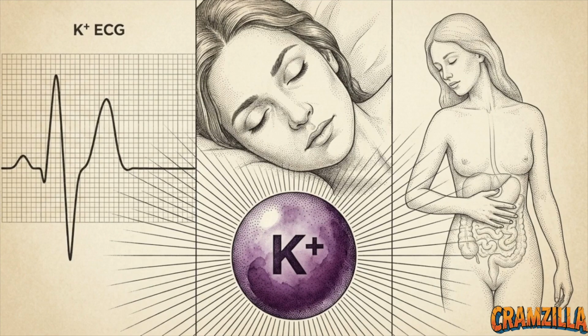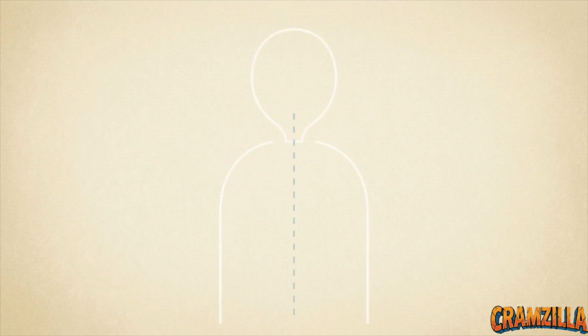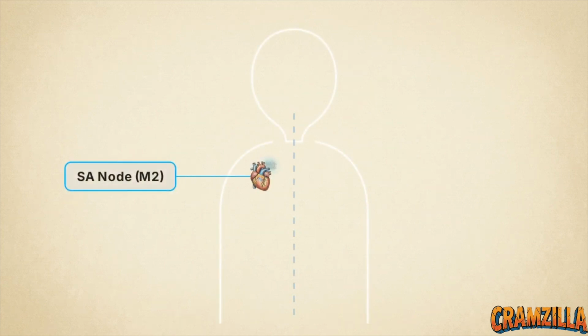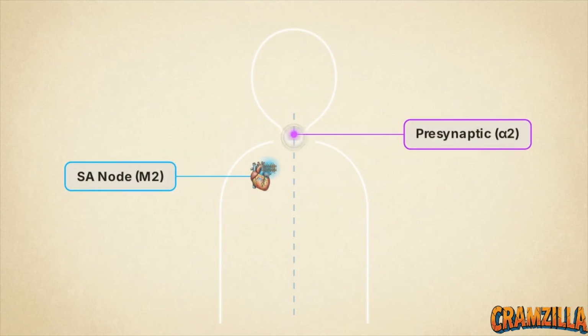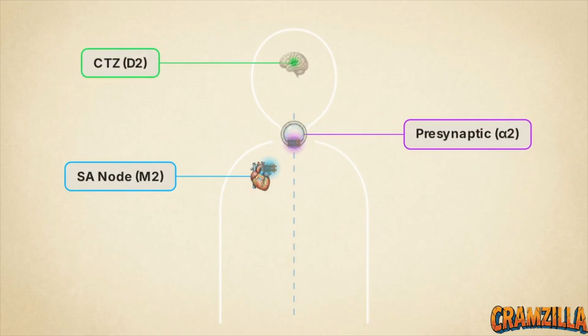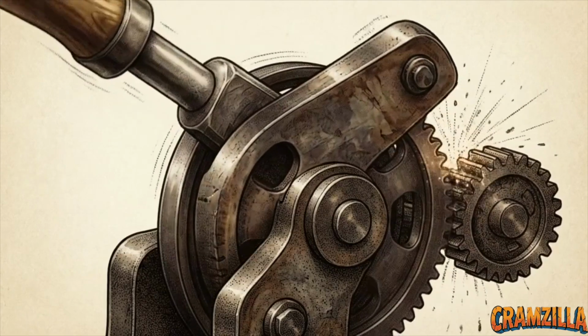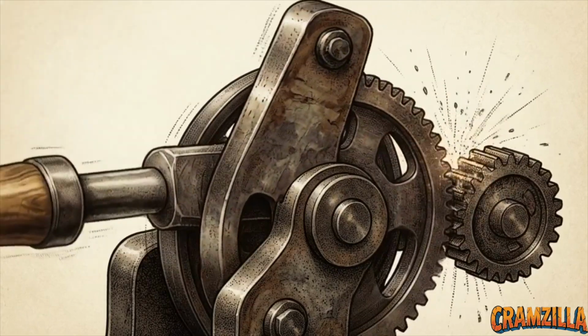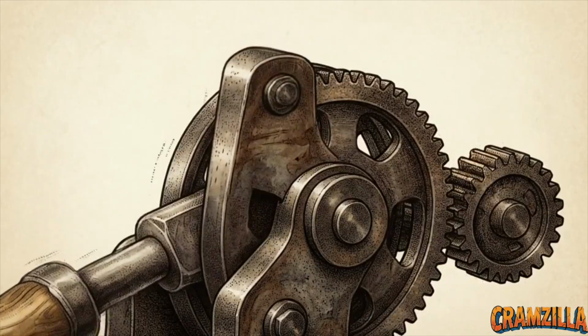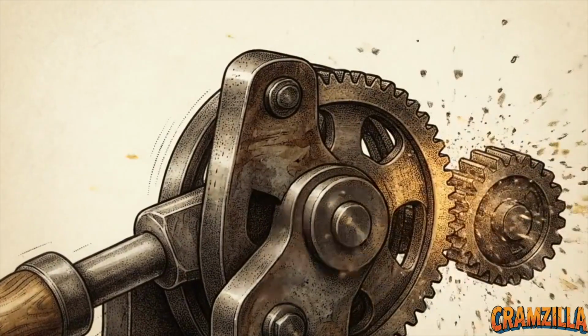The clinical result is determined by geography, whether the GI receptor is located on the SA node, a presynaptic terminal, or the CTZ. Mastering the MAD2 framework allows for a mechanistic understanding of these clinical targets, moving beyond the memorization of isolated drug lists. The GI receptor serves as a mechanical lever, enabling the precise pharmacological modulation of the heart, the sympathetic nervous system, and central dopaminergic pathways.